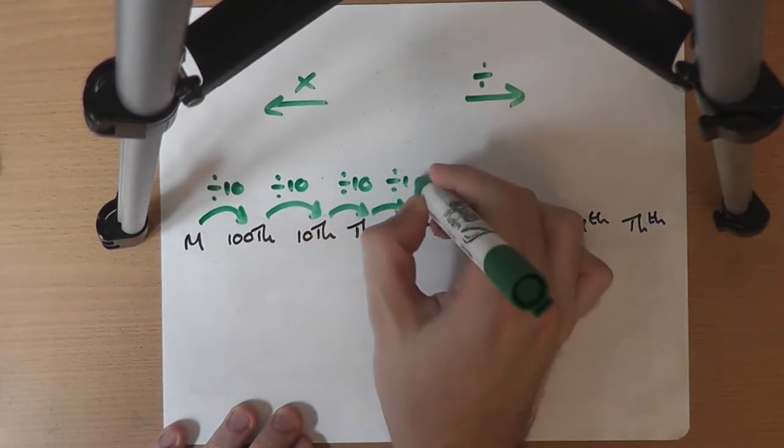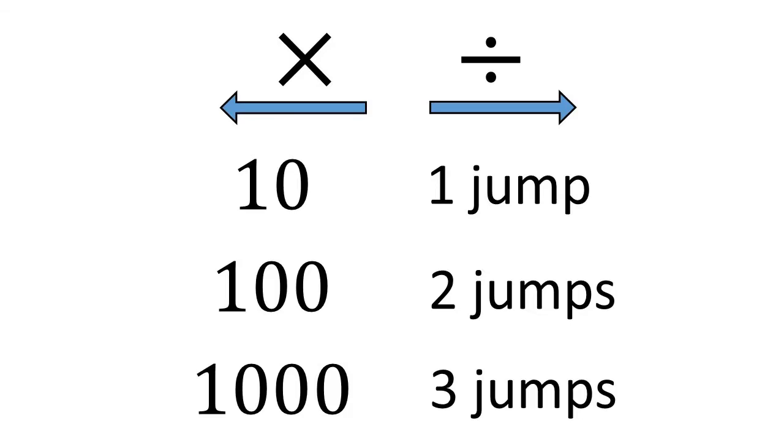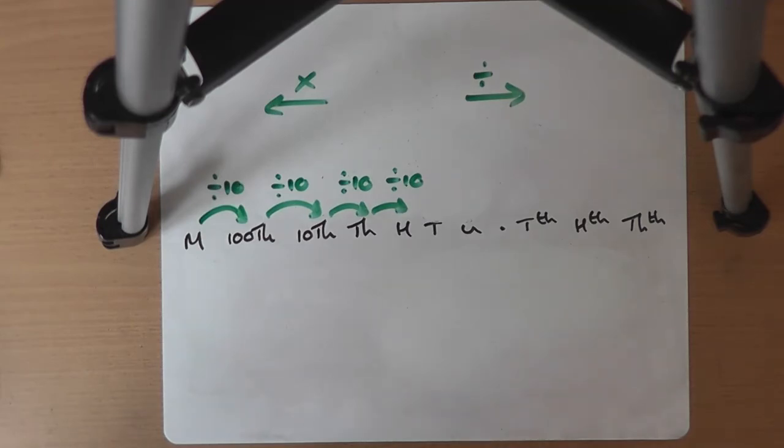Now that means that if we are going 1 jump for 10, 2 jumps for 100, 3 jumps for 1,000 when we're timesing, the same is going to be true for dividing. 1 jump down for 10, 2 jumps down for 100, 3 jumps down for 1,000. Might be worth at this point trying to notice a useful pattern there. 1 jump for 10, 2 jumps for 100, 3 jumps for 1,000.